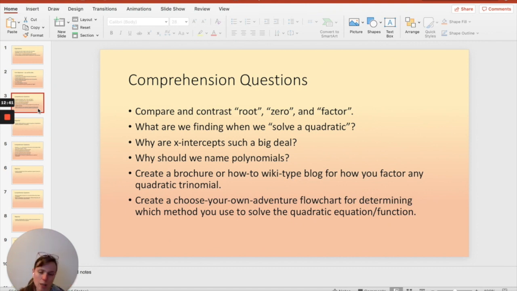Here are your comprehension questions. Why are x-intercepts such a big deal? Look back at our example that you just graphed. What is the x-intercept? That x-intercept is actually called a 0 or a root. It's the location that's on there. It's grounding us to the x-axis. So why would we call that so many different words, x-intercept, root, and 0, and why would we care about it this much? So think about that going into our next video.